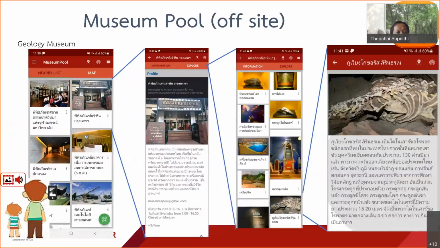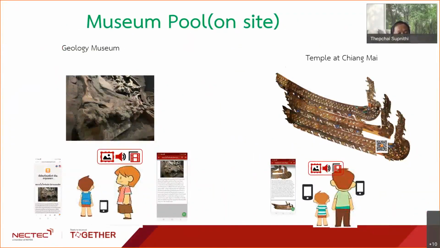But in Thailand, we also developed one platform that we call the museum pool that tries to gather a lot of museums all together. In terms of off-site or online, you can see on your mobile phone each museum, and you can get information like what is in the museum, what is in the content, and have some inside information. I'm so sorry that it's in Thai. Also on site they have a QR code, and you can use your mobile phone to read the QR code and it shows you text or video and other important information.